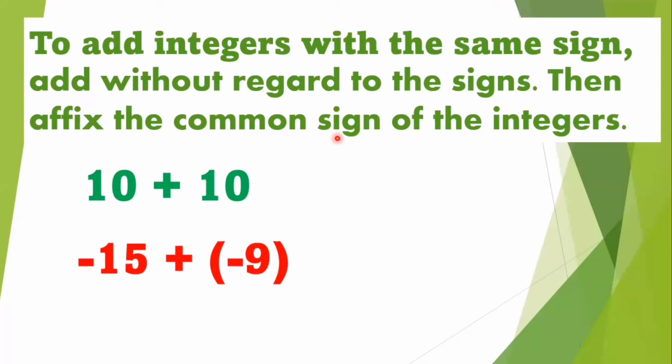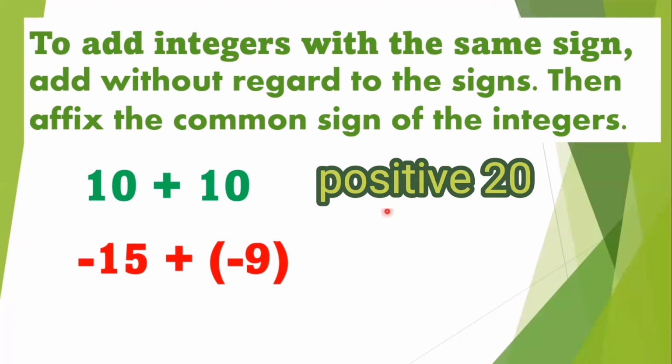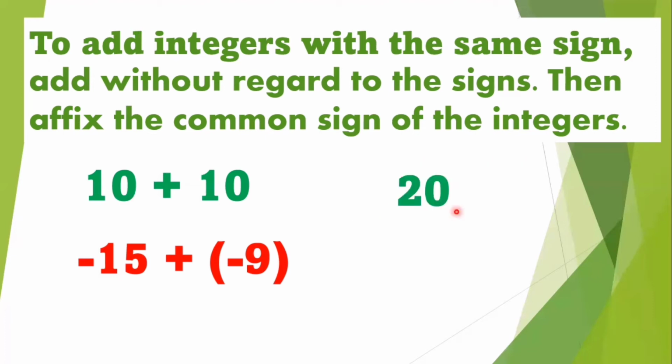Example, 10 plus 10 is 20. Positive plus positive is also positive. So the answer is positive 20. Nakuha yun? And here, we have negative 15 plus negative 9. First, we add this as natural numbers. We have 15 plus 9. That is 24.